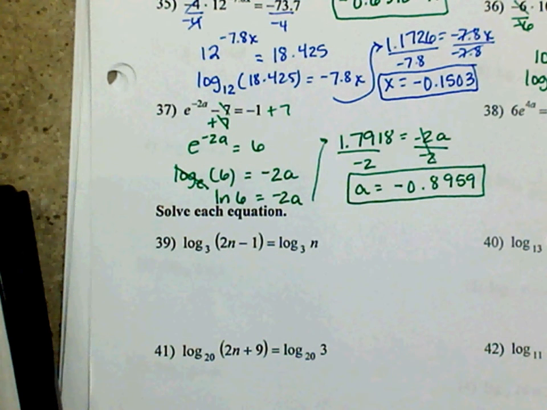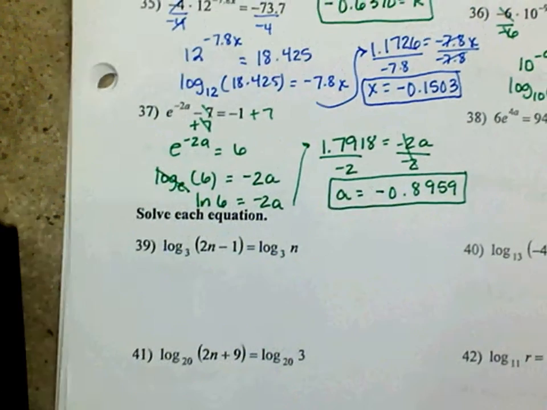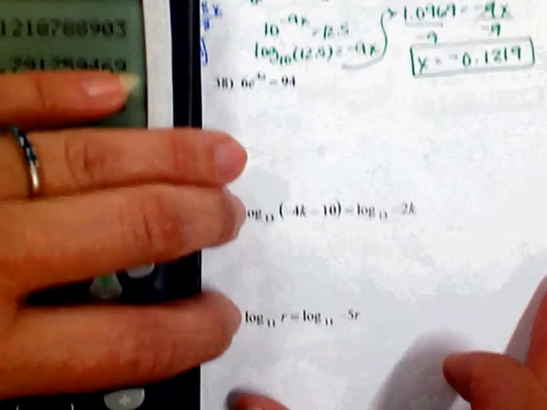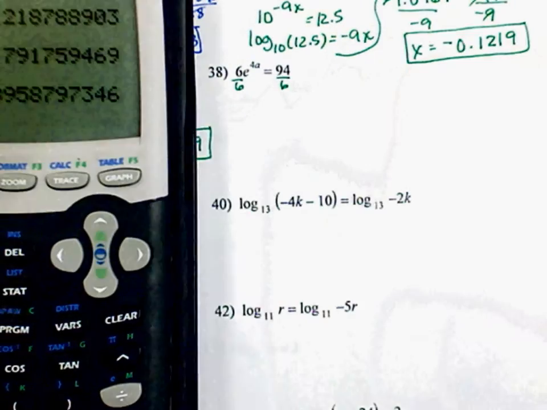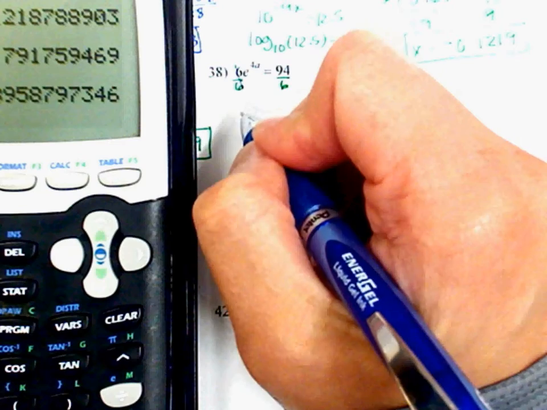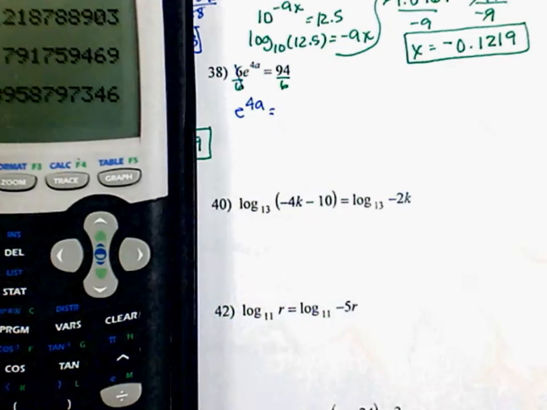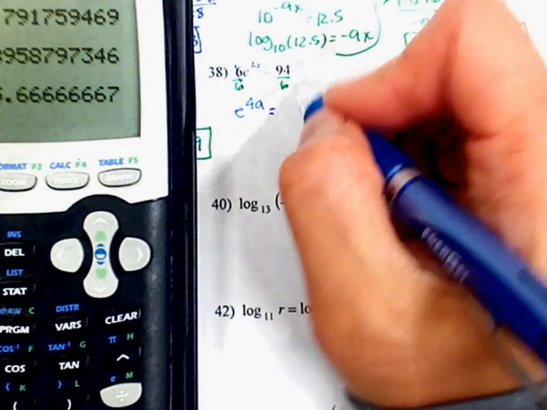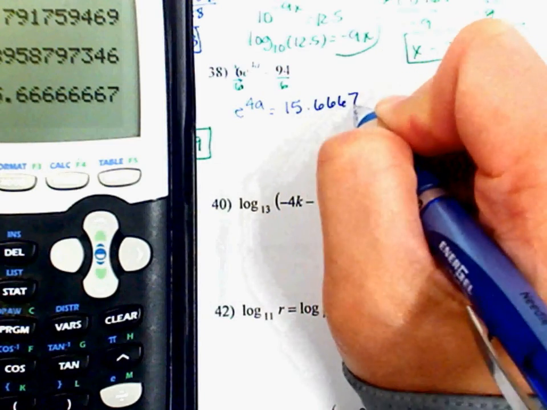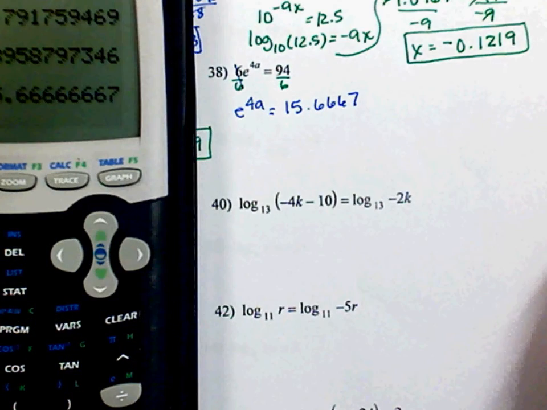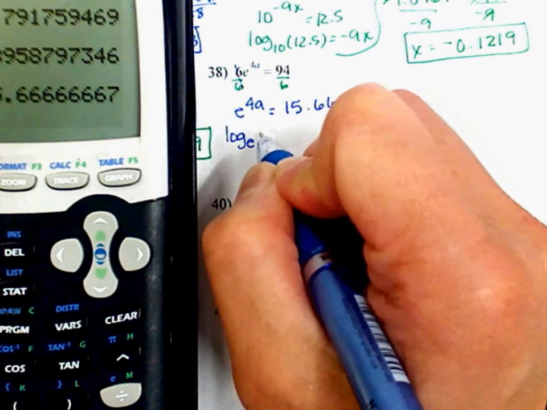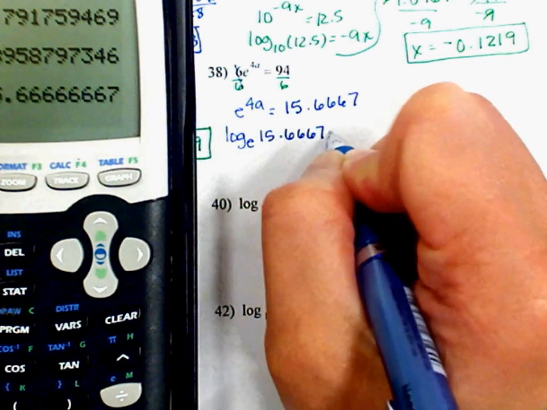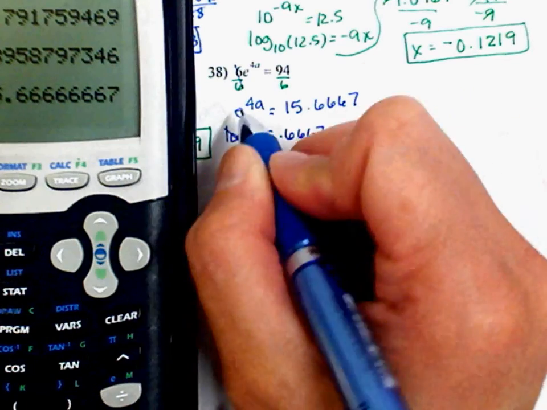Okay, number 38. See how e is your base on number 38? So we got to deal with that first. And so to deal with that, we have to divide by 6. Oh, let me change pen color so you don't think it's the same. So now you have e raised to the 4a equals 94 divided by 6 is 15.6667. Okay? Alrighty. Base e, so I'm going to write log base e of 15.6667 equals 4a. That's the same as natural log, just like that.